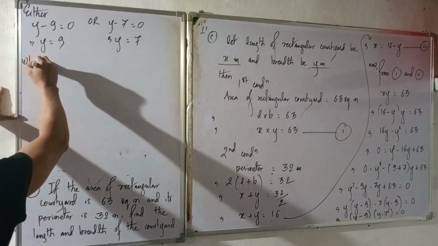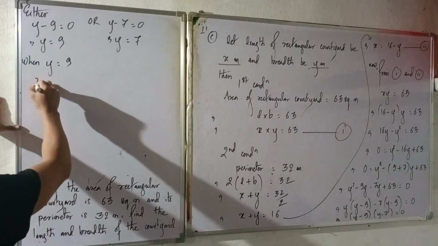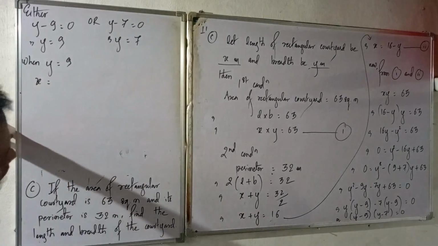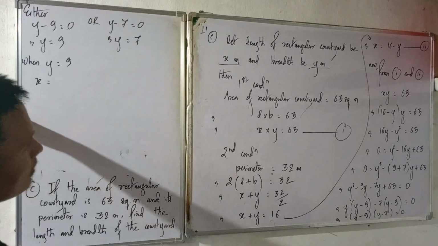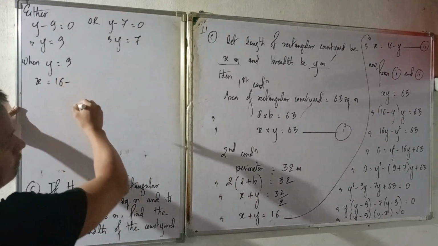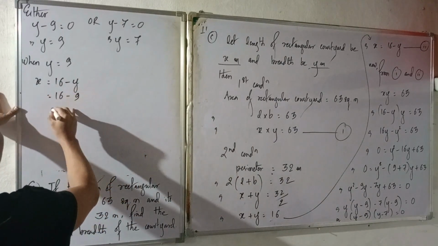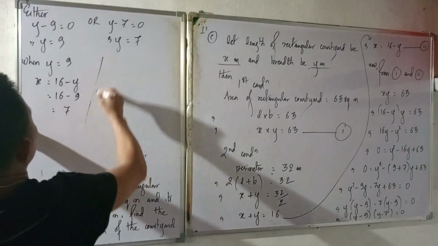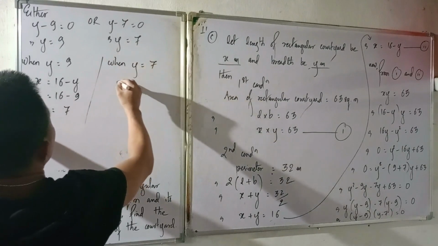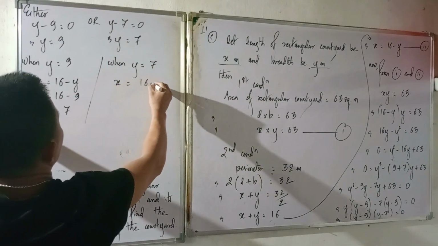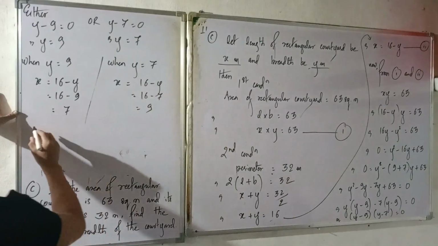So in this case, when y equals 9, then x will be, you can put the value of y in either equation I or II, it doesn't matter, the value will be 7. 16 minus y, that is 16 minus 9, that is 7. When y equals 7, then x equals 16 minus y, that is 16 minus 7, that is 9.